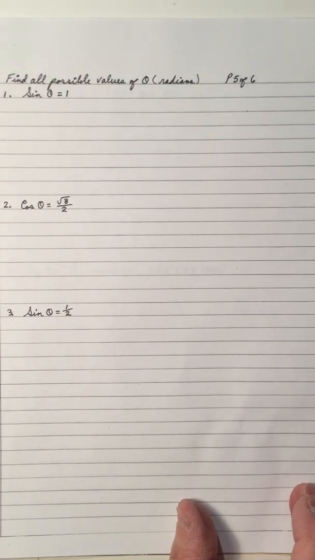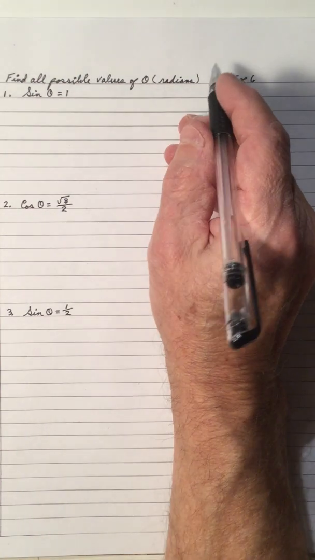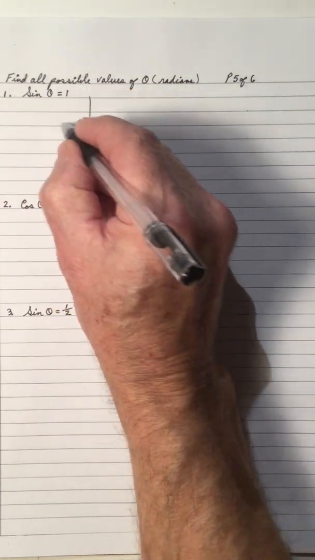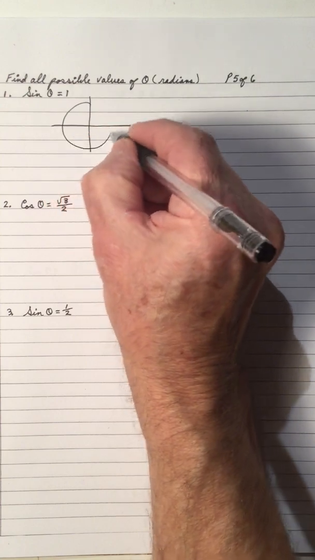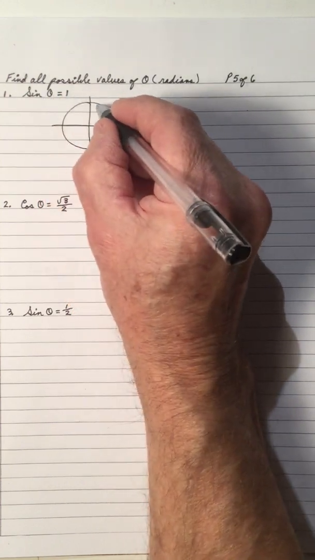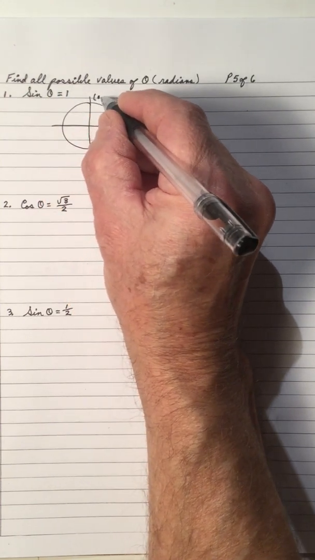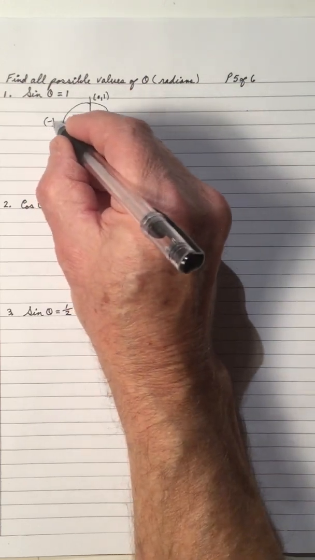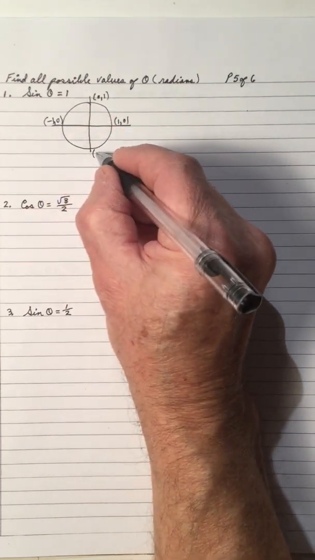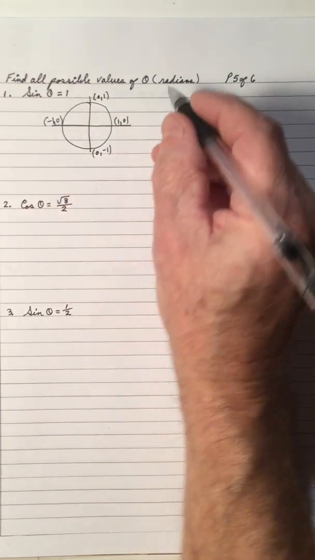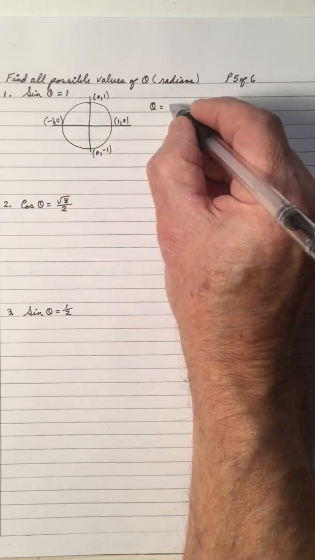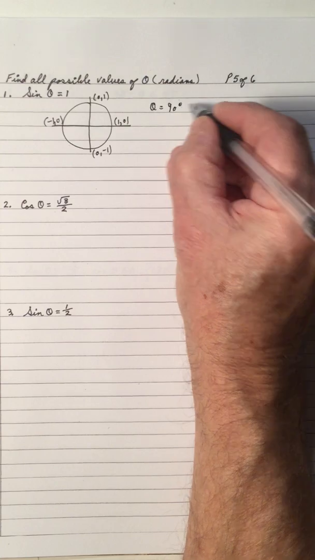And what about, we did them in degrees, now what about doing them in radians? Well, let me show you. Sine is 1. That means y is 1, so that's right here. X is 0, y is 1. X is 1, y is 0. X is negative 1, y is 0. X is 0, y is negative 1. So the only answer here for theta in the first rotation is 90 degrees.